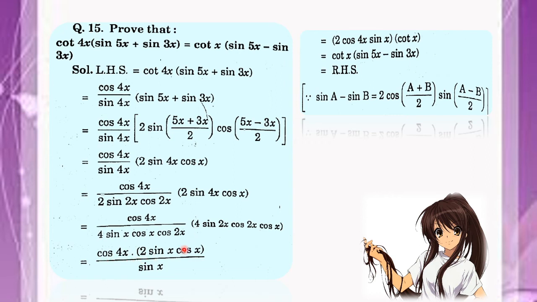So cos 4x, and here we will be left with sin 2x, and we are converting again into 2 sin x cos x. So now 2 cos 4x sin x, and cos by sin will become cot. Then cot x separate, and sin 5x minus sin 3x. Why? Because if we apply this formula, 2 cos((a+b)/2) sin((a-b)/2), what are we going to get? We are going to get sin a minus sin b. So this formula can be applied in this first bracket to get the answer.